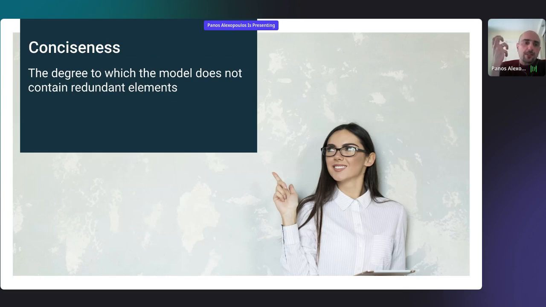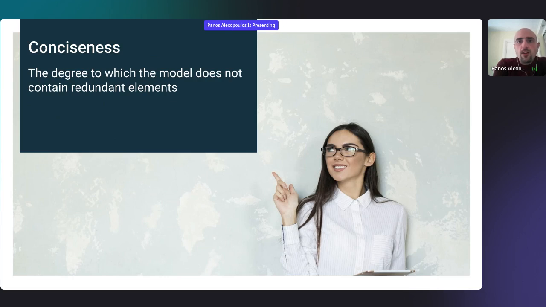Then we go to conciseness. Conciseness is the degree to which the model does not contain redundant elements. Redundant elements are elements like concepts, entities, or relations, or other that represent the same thing but in a different construct, right? So, for example, imagine that you are modeling films in your knowledge graph, right? And you want to represent the directors of the films, right?